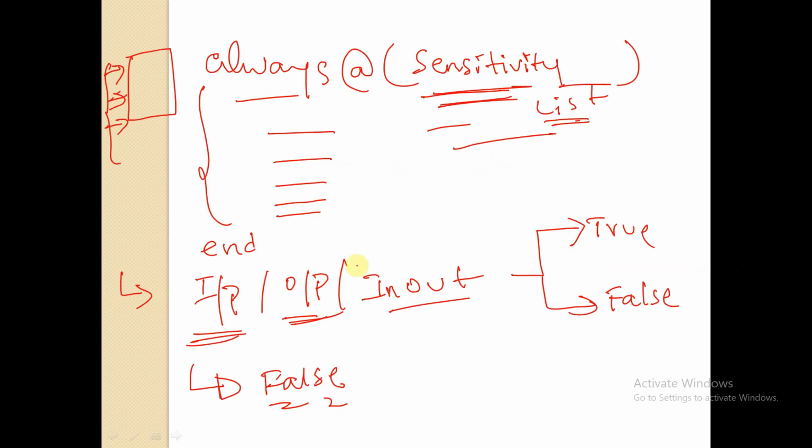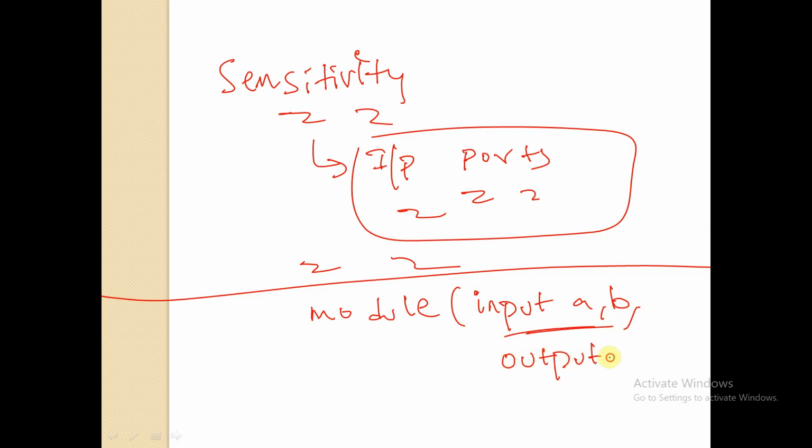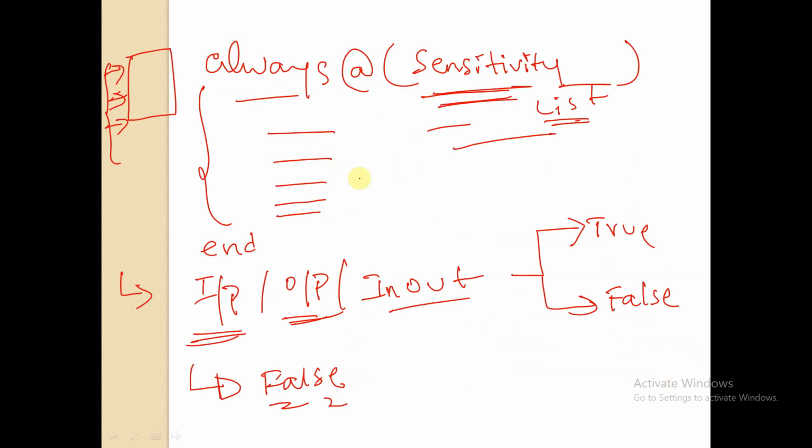Primary outputs can be a list of sensitivity, right? Like the variables which are declared as input ports and output ports? No, output can't be in the sensitivity list. This cannot be in the sensitivity list of the always block. Only the inputs should be included in the sensitivity list.